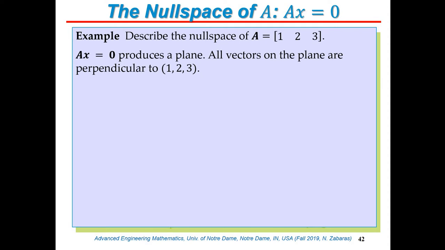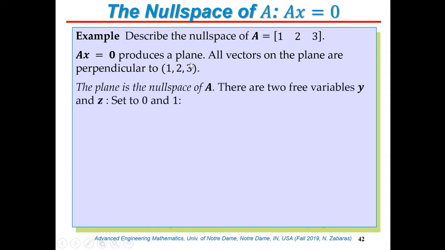Obviously, if you're looking for the vectors AX equal to 0, you will have to work with this particular plane. And the question is, if you do elimination of this matrix, you can immediately see that you have only one pivot, which implies that, if we call the variables X, Y, and Z, the variables Y and Z are free variables, okay?